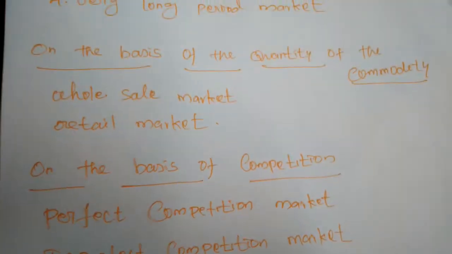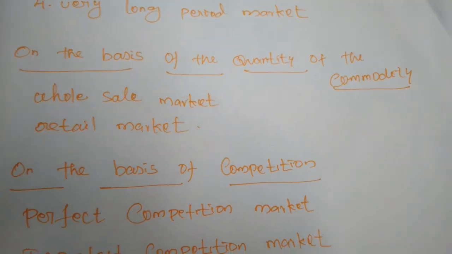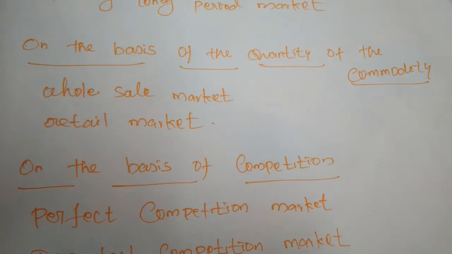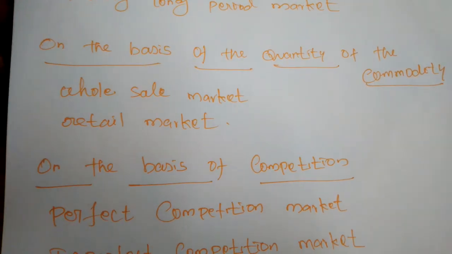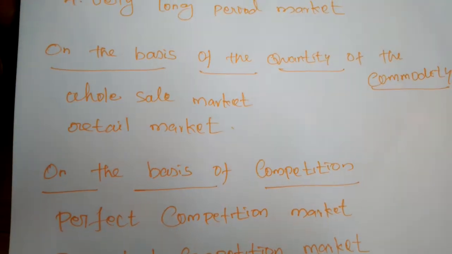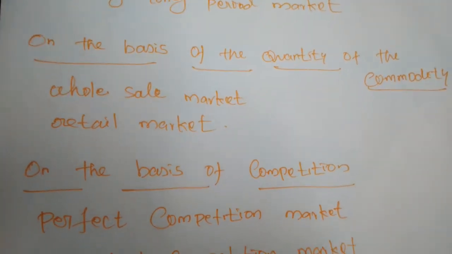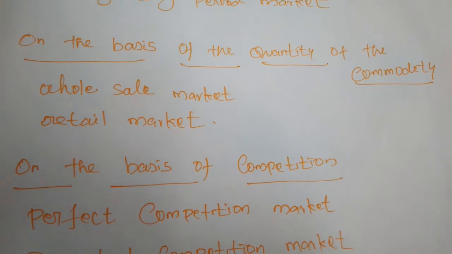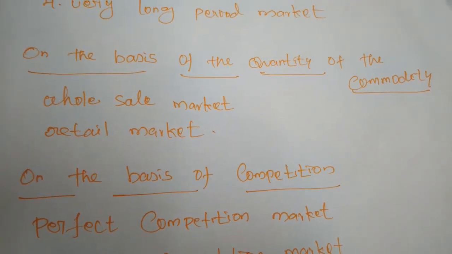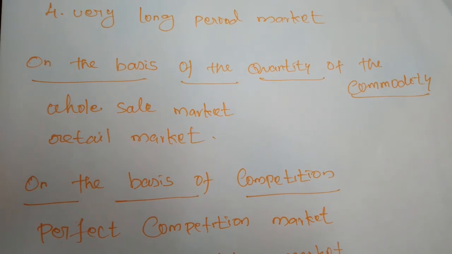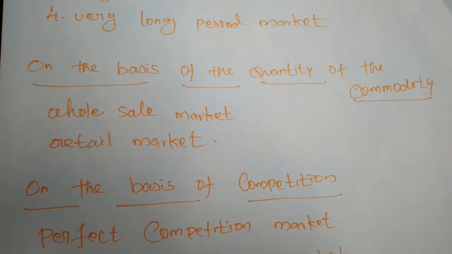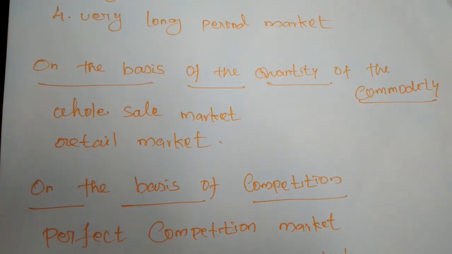Next, we will study the market on the basis of the quantity of the commodities. On the basis of the quantity of the commodities, we can classify the market into two types. The first one is the wholesale market and the second is the retail market. A wholesale market is a market where bulk selling and buying of goods takes place.